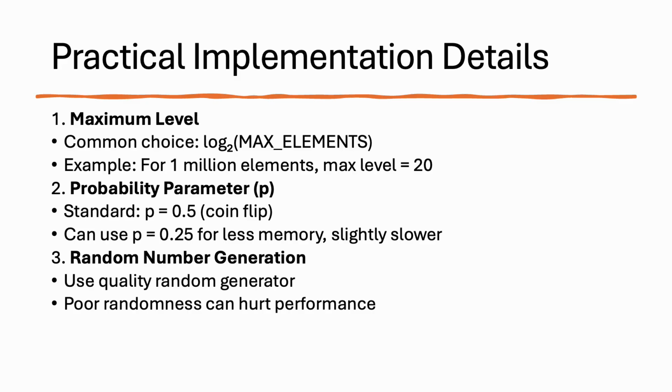Practical implementation. If you're implementing skip lists, here are some practical considerations. First, choose a maximum level. A common choice is log base 2 of your maximum expected elements. For example, for 1 million elements, a max level of 20 is appropriate. Second, the parameter p. The standard is 0.5, like flipping a fair coin, but you may want to use 0.25 for less memory usage at the cost of slightly slower operations.